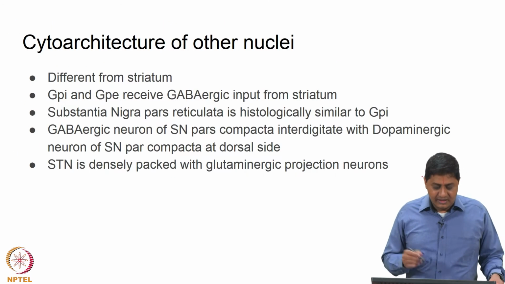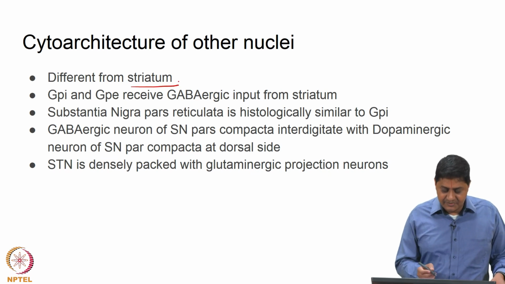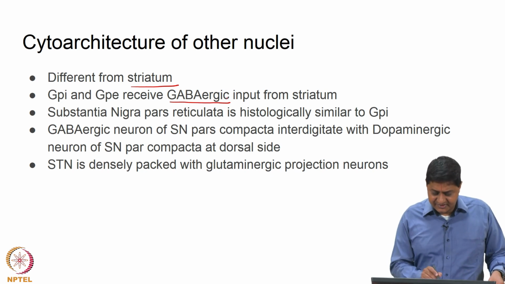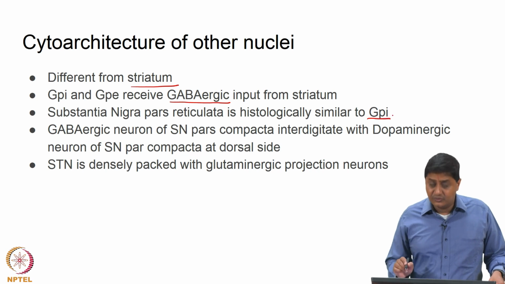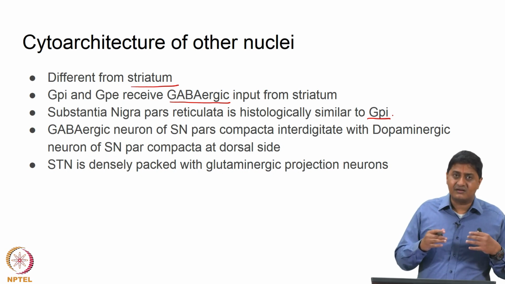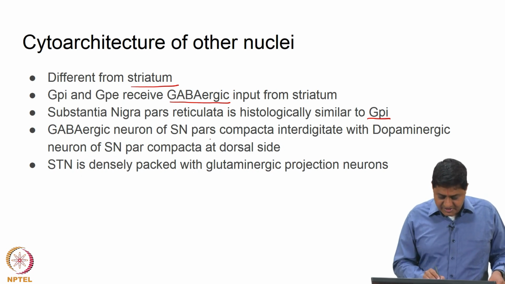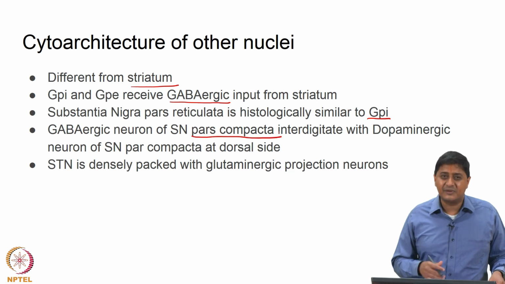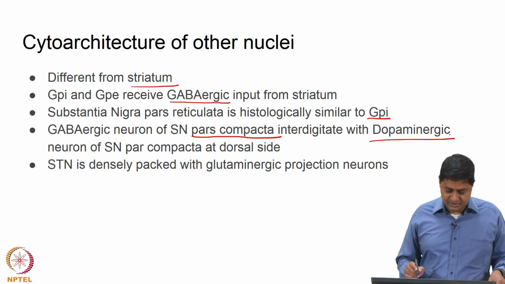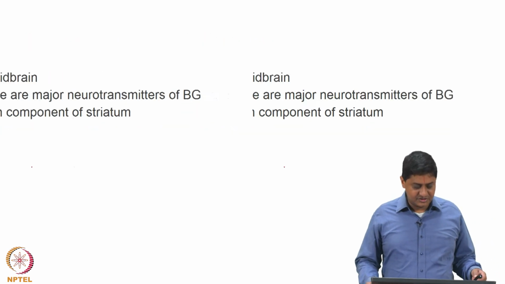So, this varies depending on whether the neuron forms part of the direct pathway or the indirect pathway, right. Importantly, the cytoarchitecture of other nuclei is different from that of the striatum. GPA and GPE receive GABAergic input from the striatum, we discussed this earlier, and pars reticulata is histologically similar to GPA. Basically, pars reticulata can be considered a downward displaced GPA, or the same structure separated by the internal capsule, right. And there are GABAergic neurons in the pars compacta. So, pars compacta also has other neurons that are GABAergic that interdigitate with the dopaminergic neurons of the pars compacta, right. Whereas the subthalamic nucleus is composed of glutamatergic projection neurons.